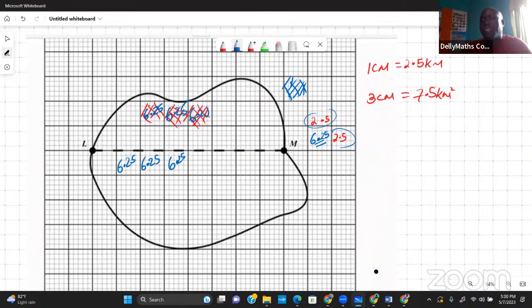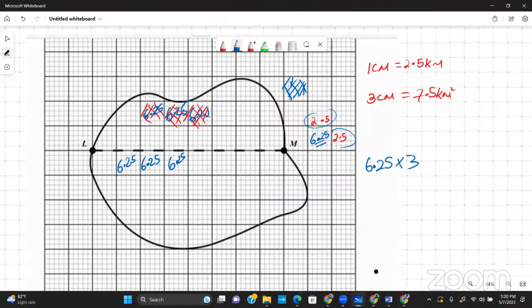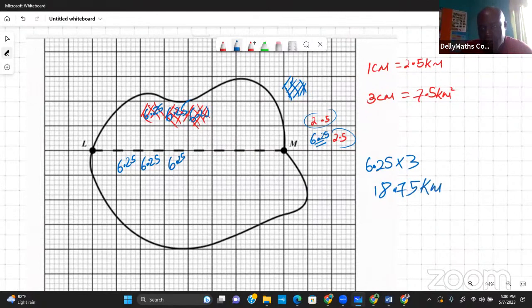That's what it will represent in reality, but this is in kilometers. So this is not in centimeters, because remember it's 1 to 2.5 already. We understand that. So you multiply this by 3. Whatever you get, 18.75. Yep, 18.75, and it is km square. That's what 3 of those little boxes represent in reality out there.